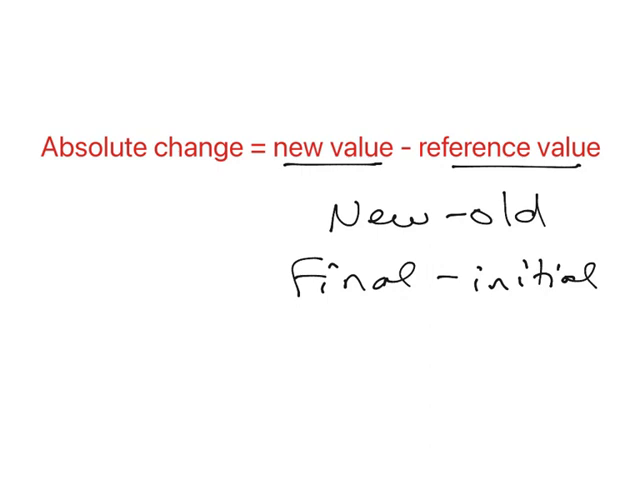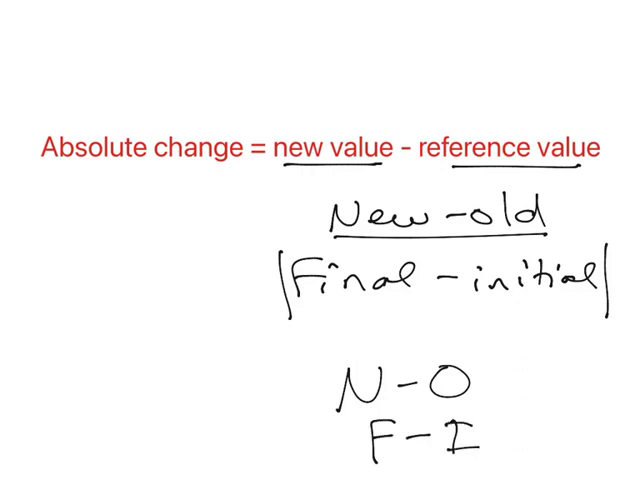We also oftentimes will talk about this as an absolute value because we're talking about a change. Whether it's 5 more or 5 less, it's still 5. And so that's where the absolute value comes in. So I'll talk about this both ways so that you can understand. I will often just put N minus O, new minus old, to give me a visual, or F minus I, final minus initial. Same thing.